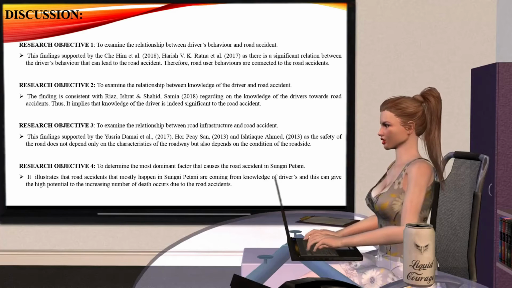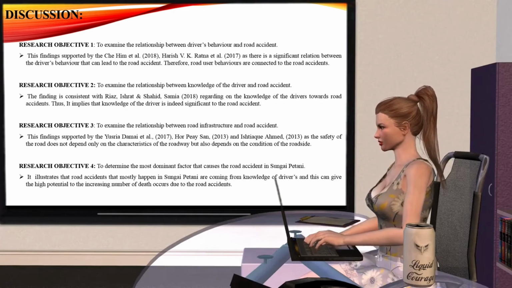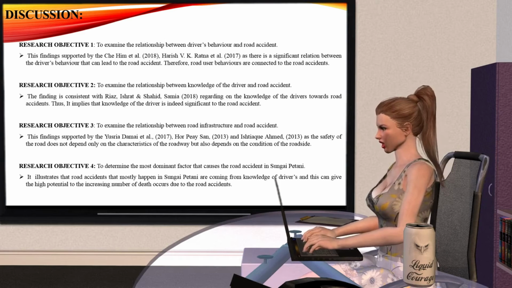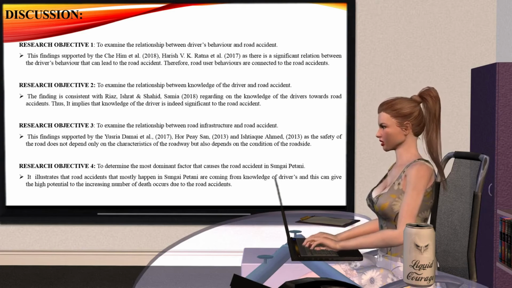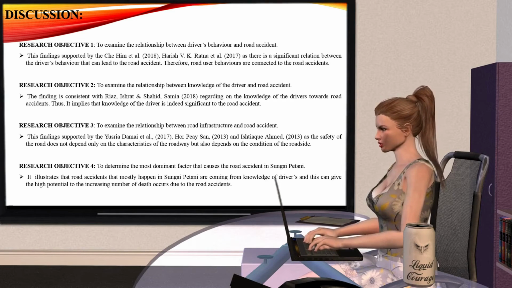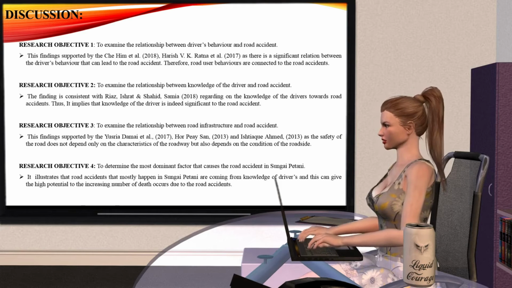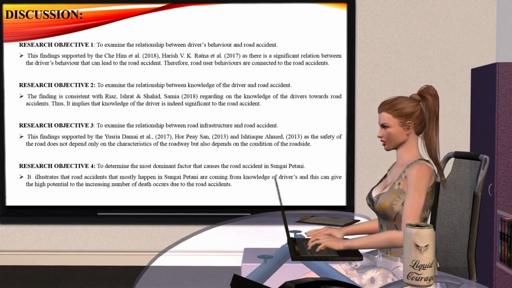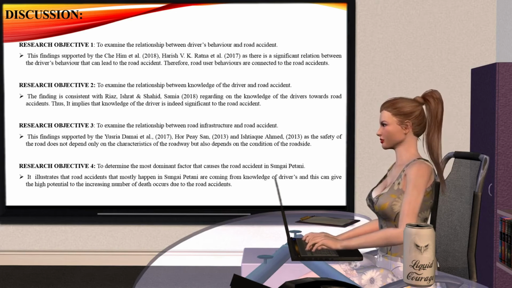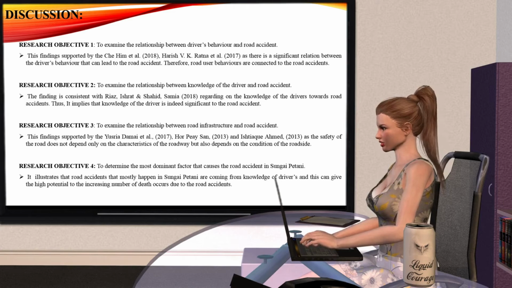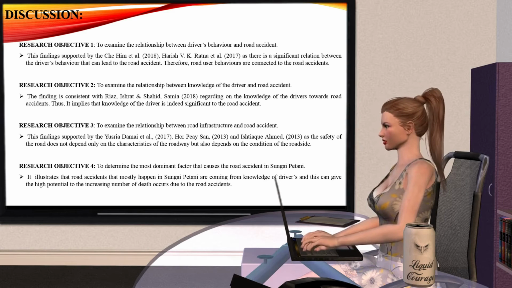Research objective 2: to examine the relationship between knowledge of the driver and road accident. The finding is consistent with Riaz Ishrat and Shahid Samia 2018 regarding the knowledge of the drivers towards road accidents. Thus, it implies that knowledge of the driver is indeed significant to road accidents.